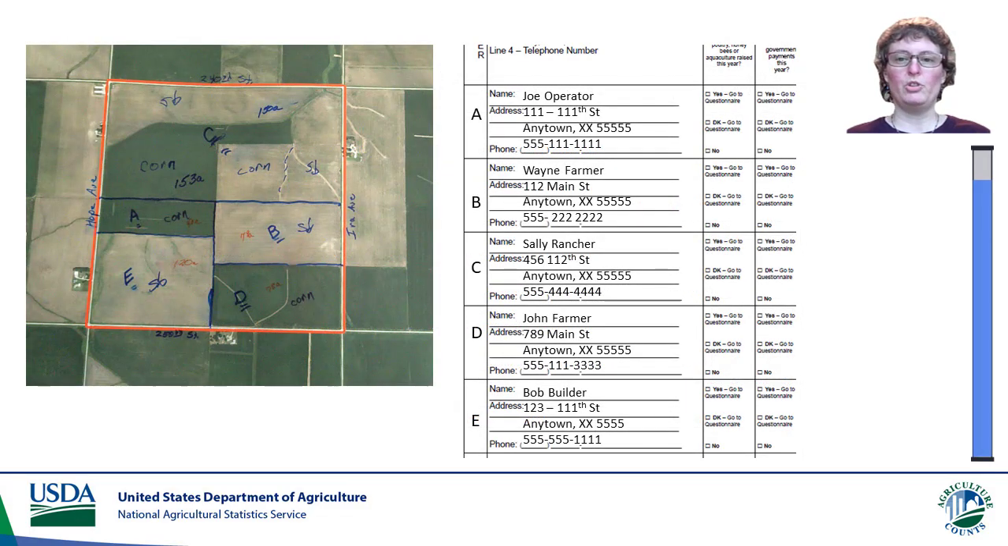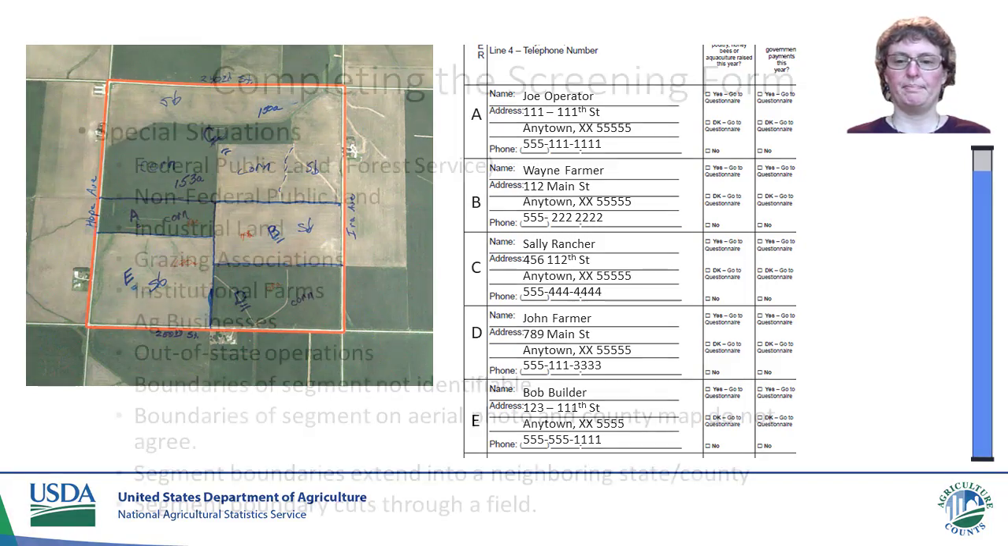Pre-screening is complete once you have all land accounted for with a tract letter on the aerial photo and an associated name on the screening form. In this example, we have 5 tract letters on our aerial photo and 5 operators listed on our screening form. Don't worry if you weren't able to identify every piece of land or contact every operator during the pre-screening timeframe. You will be able to reach out to operators closer to the data collection timeframe.